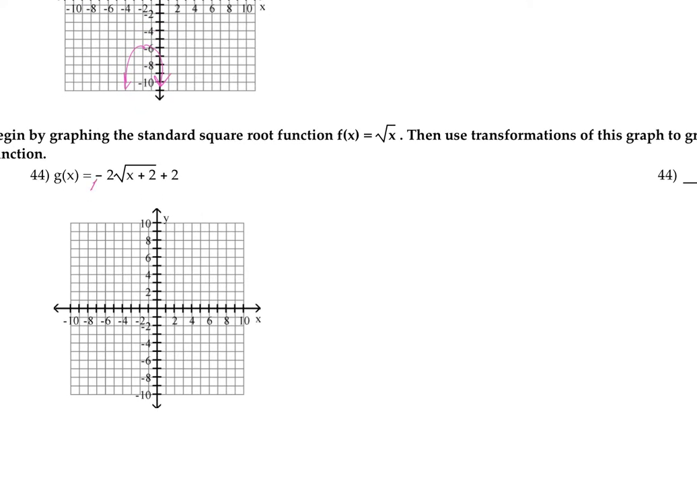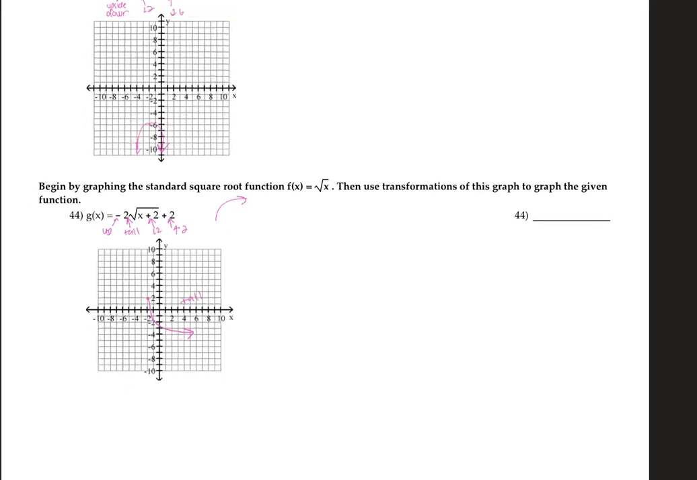44, negative is upside down again. The 2 this time on a square root, which is going to look like this. The 2 makes it tall or vertically stretched. The 2 inside is left 2. The 2 on the outside is up 2. So left 2, up 2, upside down and tall means it's going to look like this. So you can write tall, you can write vertically stretched, but you want to make sure you identify that it's being stretched.